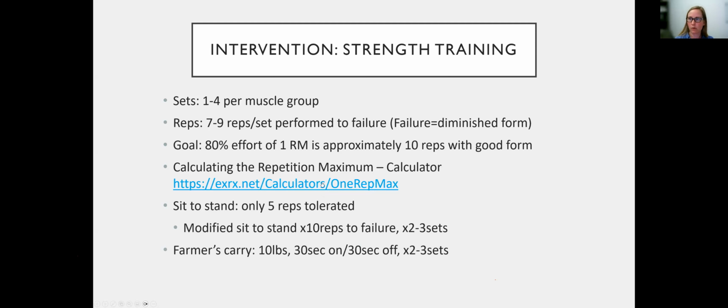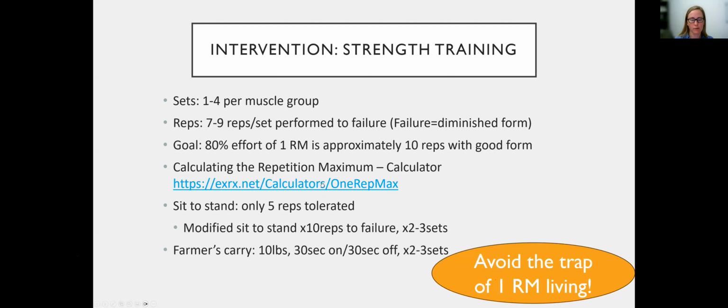So this would be holding a weight at his side and either stepping in place or walking. And we can really relate this back to function, like carrying groceries. And so making that whatever is important to your patient and finding that functional activity. But I really want to emphasize we want to avoid the trap of one rep max living.